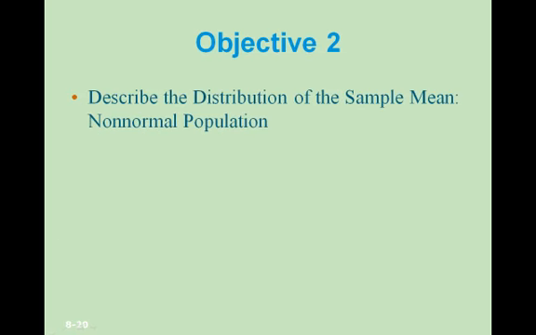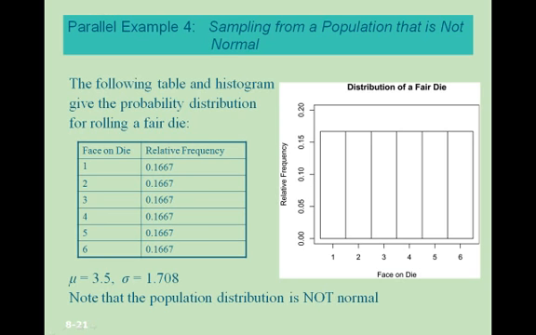Objective 2. We want to describe the distribution of the sample mean for a non-normal population. So we'll continue our example and look at example 4, sampling from a population that is not normal. The following table and histogram give the probability distribution for rolling a fair die. Remember that the faces of a die are the numbers 1 through 6, and we have a 1 out of 6 chance of getting each one of those.